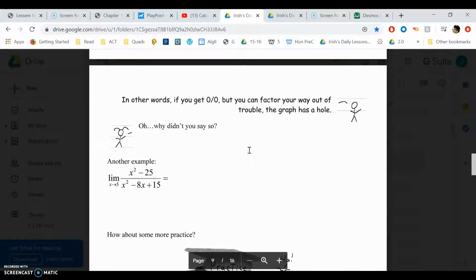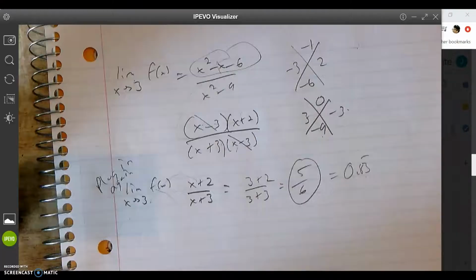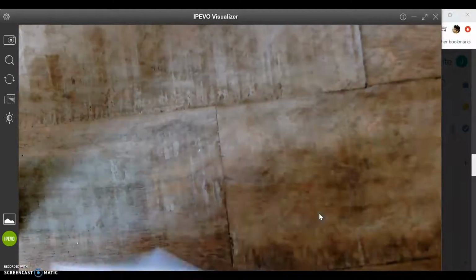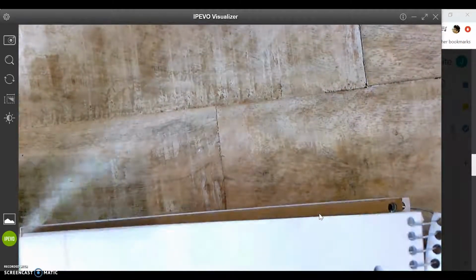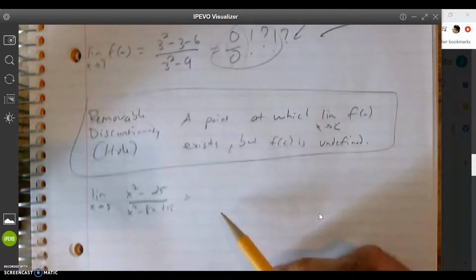Let's try another. Okay? So, write this one down. Limit as x approaches 5 of x squared minus 25 over x squared minus 8x plus 15. Write it down. All right, let's do it. Here we go. So here are my notes about removable discontinuity. So let's see what happens.